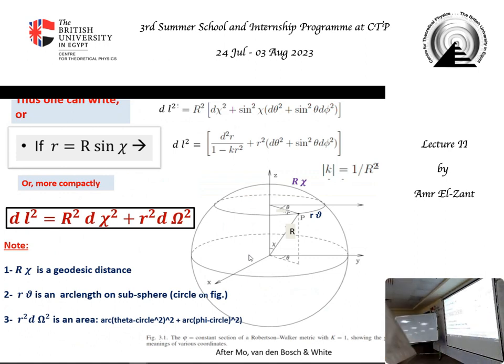This is a long way. And this is your angle chi and theta and phi. So this is an arc distance. The geodesic distance, r theta, is an arc distance on the sphere. And this is an area element, which contains the square of an arc of a theta circle, and the phi that we can't see here because it's in the third dimension. There's a phi also. So this is an area element. This is a circle, and so on. This is our basic geometry.